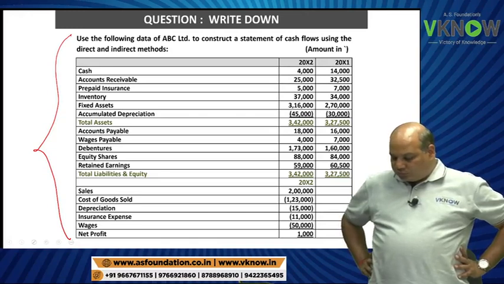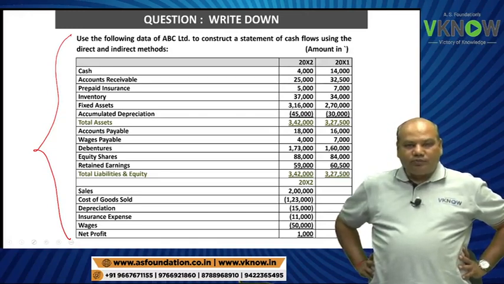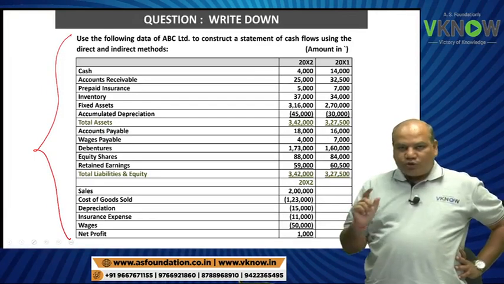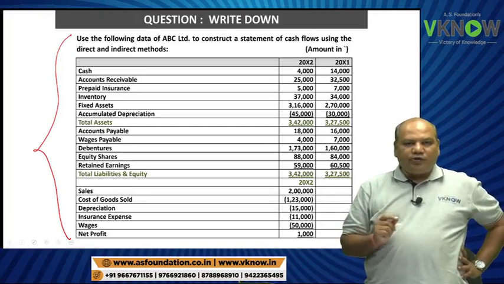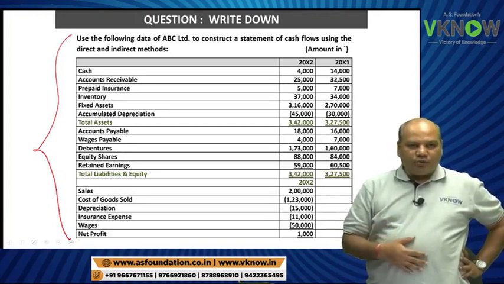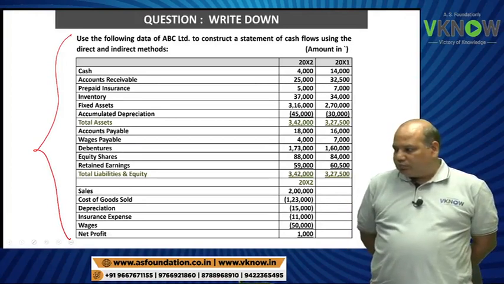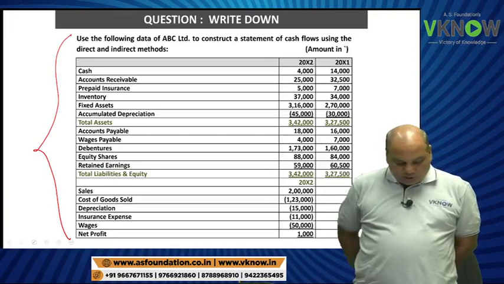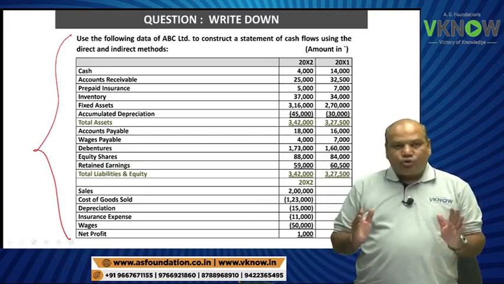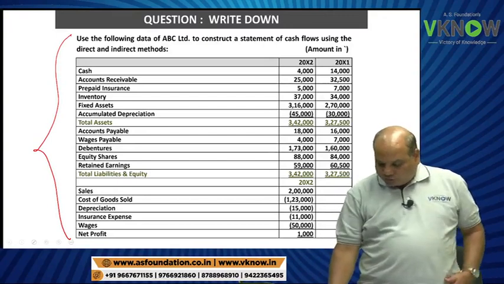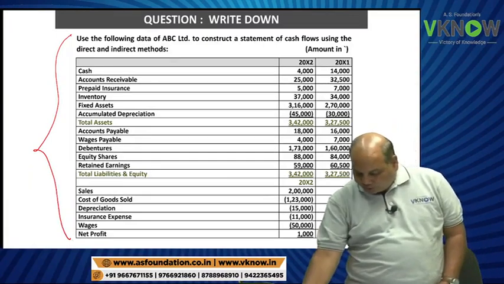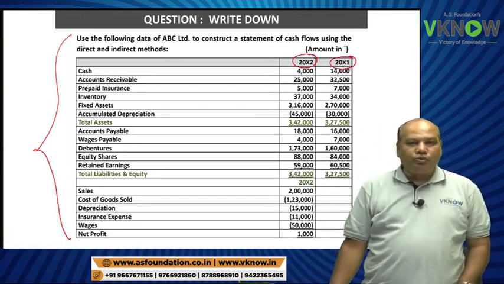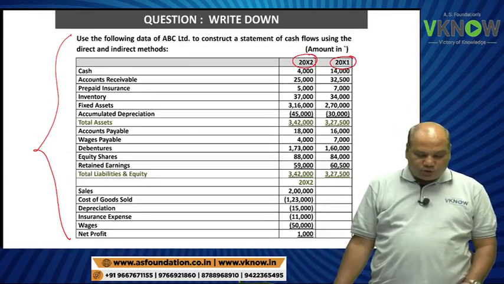Using direct and indirect method. So the same question they are asking you to solve twice. Okay? So we have to solve it 2 times, direct and indirect method. So please write down. Right hand side 2 columns, 20x2 and 20x1. Write fast. Last question for the day.